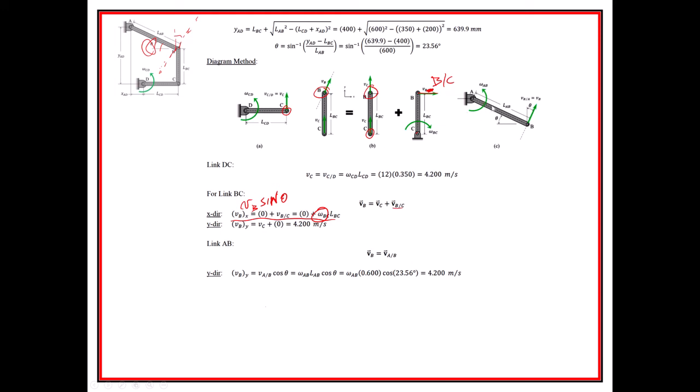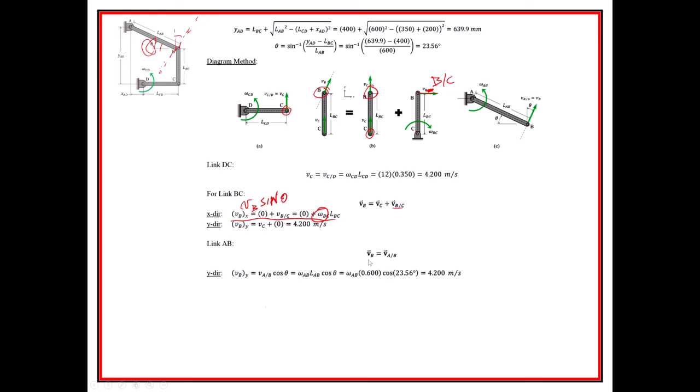Omega has to be clockwise. Is that true? Maybe not. Let me think. Looking at this, yeah, no, we have the right directions.